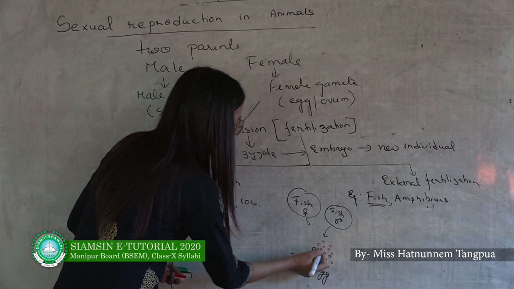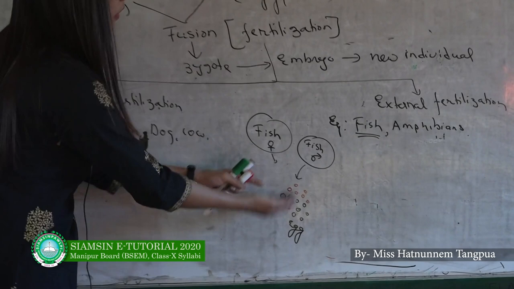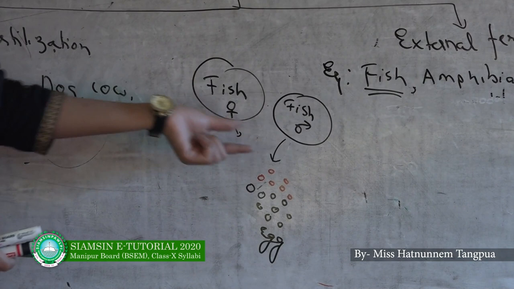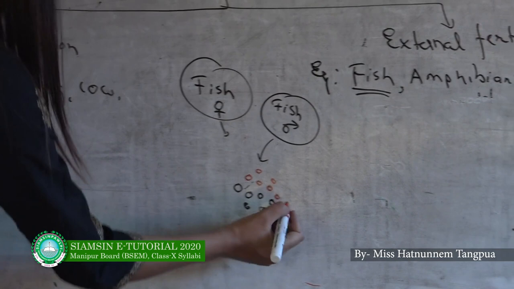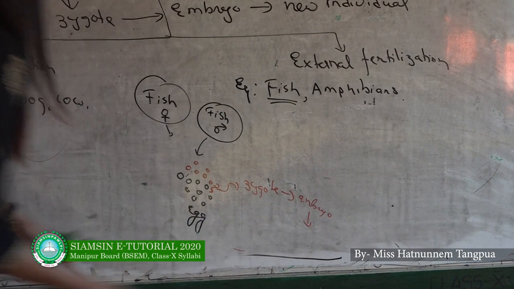The male gametes coming from the male fish and the egg coming from the female fish will undergo fertilization. The fusion takes place here, not inside the female fish and not inside the male fish. It is outside, in the water. This type of fertilization is called external fertilization. After the fusion, the zygote is formed. The zygote will undergo repeated divisions to form the embryo, and the embryo forms new individuals.